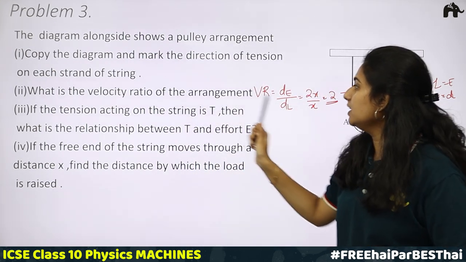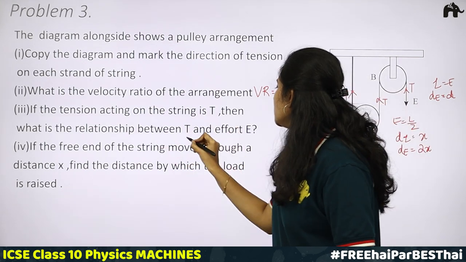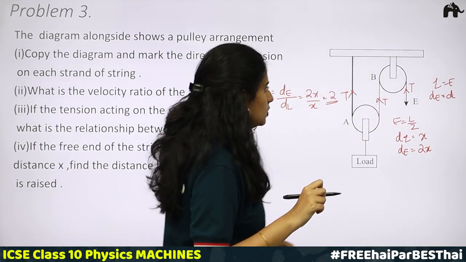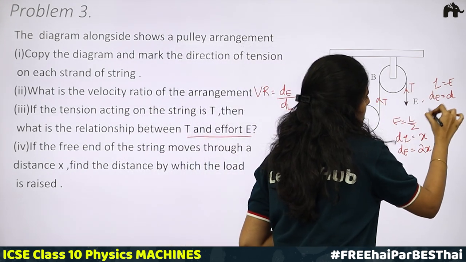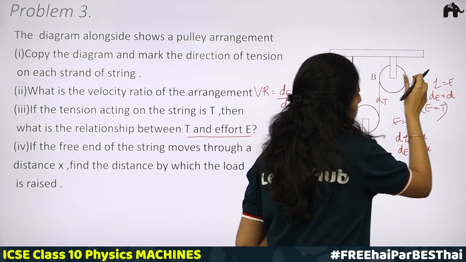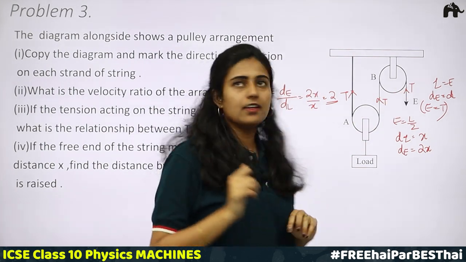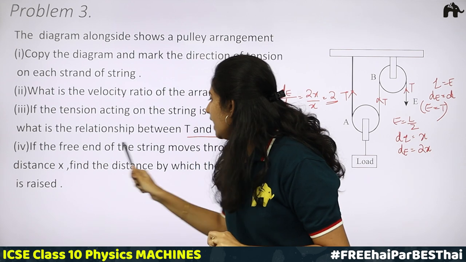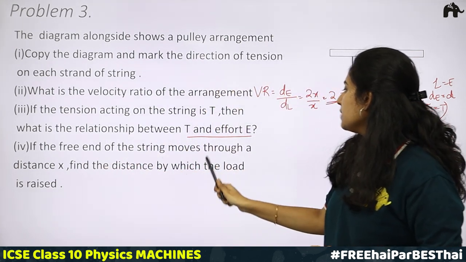Now the third part: if the tension acting on the string is T, then what is the relation between tension and effort E? Okay, here you have the effort. This effort and the tension here will be the same. Effort will always be equal to the tension in that part of the string. Clear?